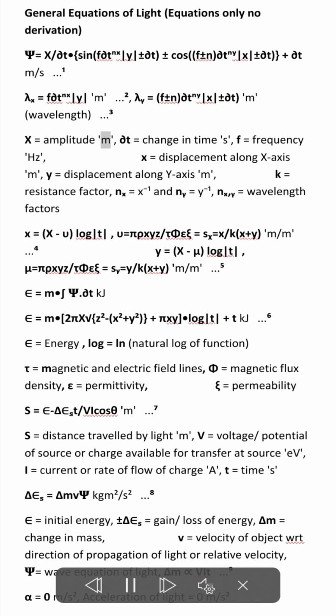X equals amplitude, m; del t equals change in time, s; f equals frequency, hertz; x equals displacement along x-axis, m; y equals displacement along y-axis, m; k equals resistance factor; n equals x superscript 1, and n equals y superscript 1; n equals wavelength factors.